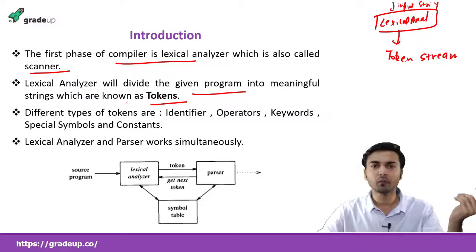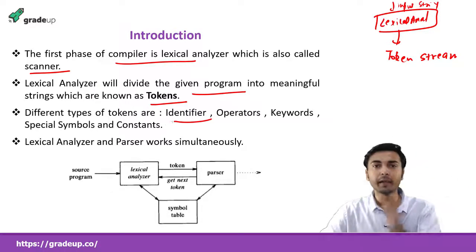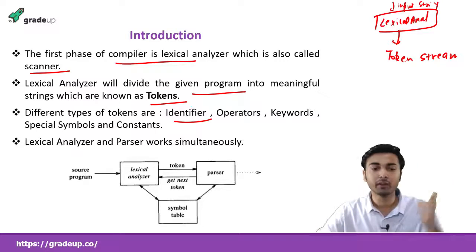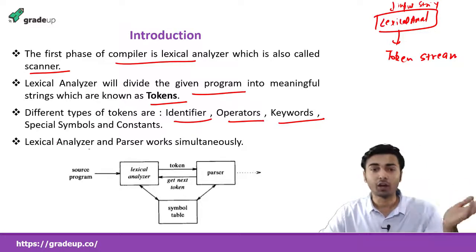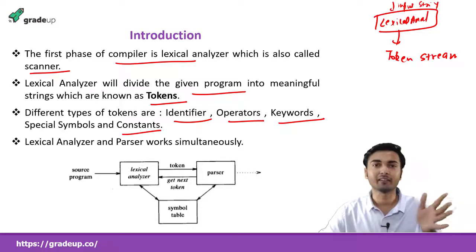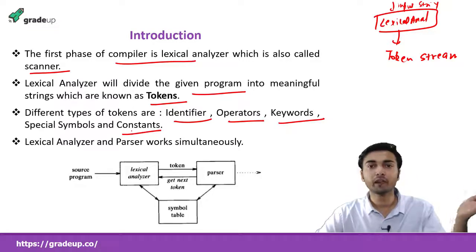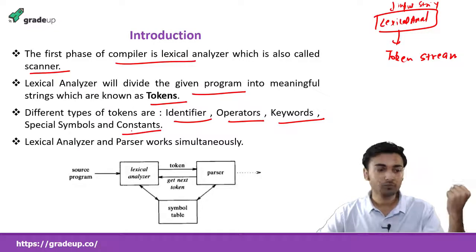Now what are the types of tokens? Identifiers: A, B, C, D, A1, B2, C2. Operators: plus, minus, equal. Keywords. Special symbols: hash, dollar. And constants: 60, 70, 80. So these are the different types of tokens.